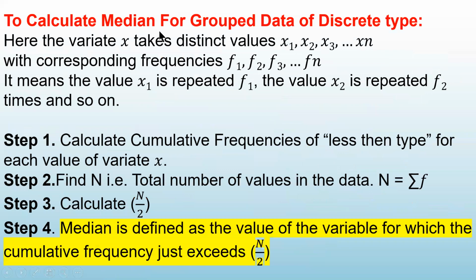Look at here, to calculate median for group data of discrete type. First, we are going to discuss the discrete type. What is the meaning of discrete type of data? Discrete type of data का मतलब है आपको यहाँ पर x के distinct values दिया रहेगा, along with their frequency. मतलब class interval नहीं दिया है.